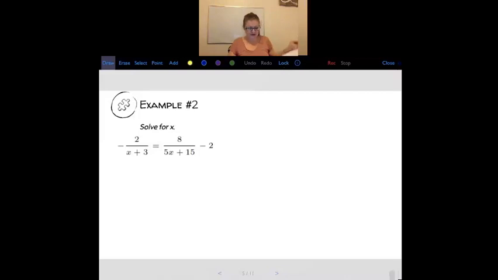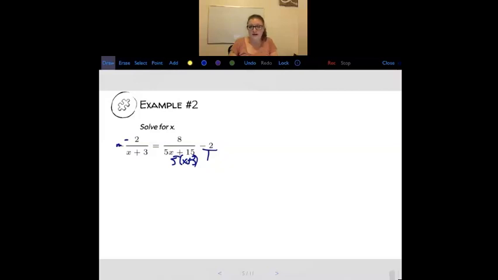Example 2, solve for x. So I'm going to deal with the negative signs and factoring the denominator. These negatives can go up to the top. We'll put the 2 over 1. This denominator can be factored into 5 times x plus 3. Okay. So now what we're looking at is x plus 3, 5 times x plus 3, and 1.